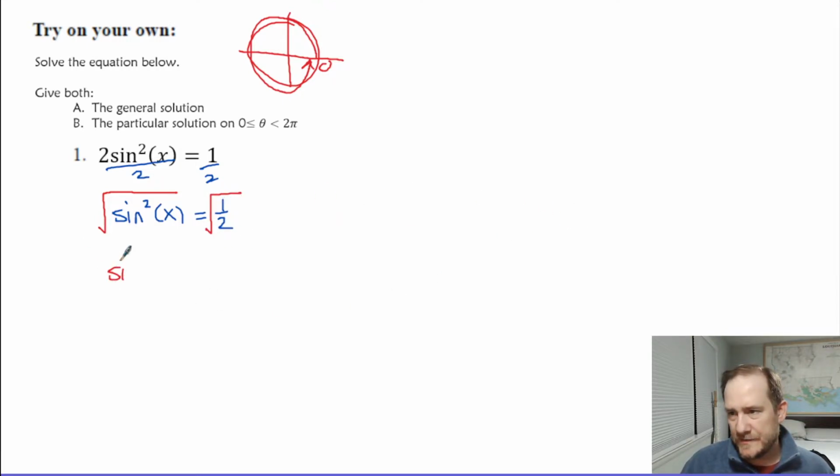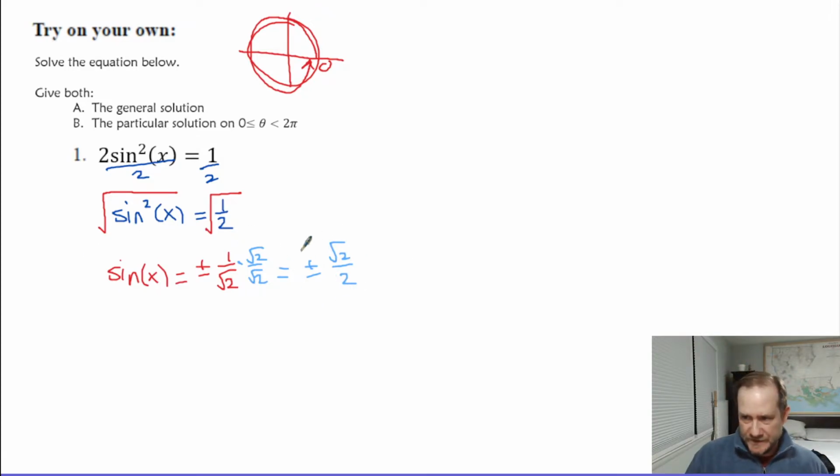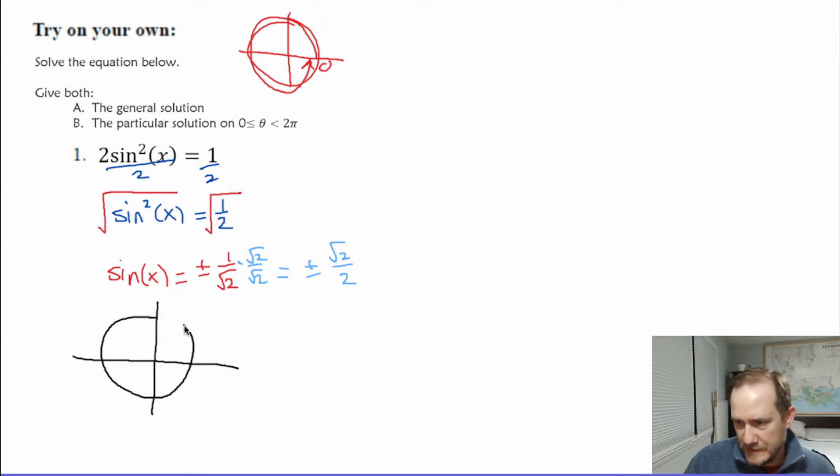So you now have just sine of x equals plus or minus 1 over root 2, which, if you rationalize the denominator, gives you plus or minus root 2 over 2, which you should immediately recognize as a unit circle value. So if your brain's working, then you're thinking that on the unit circle, the place where sine equals plus or minus root 2 over 2, those are y values.